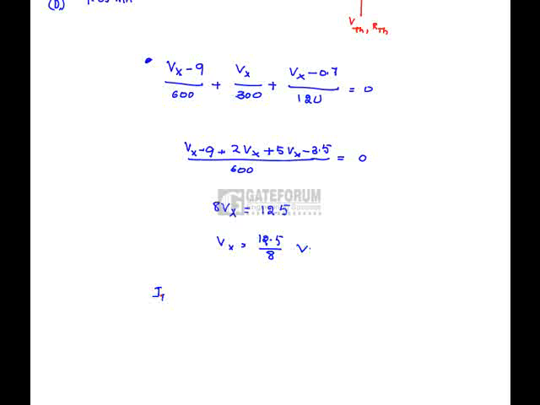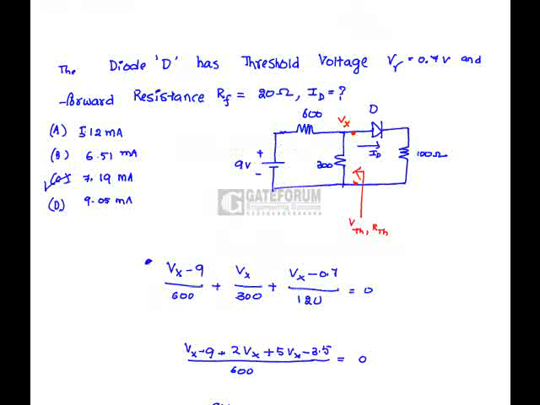So ID is nothing but Vx minus 0.7 divided by 120, where Vx is nothing but 1.5625 volts. If we substitute here, then we will get it as 7.19 milliamps. Hence, option C is correct.